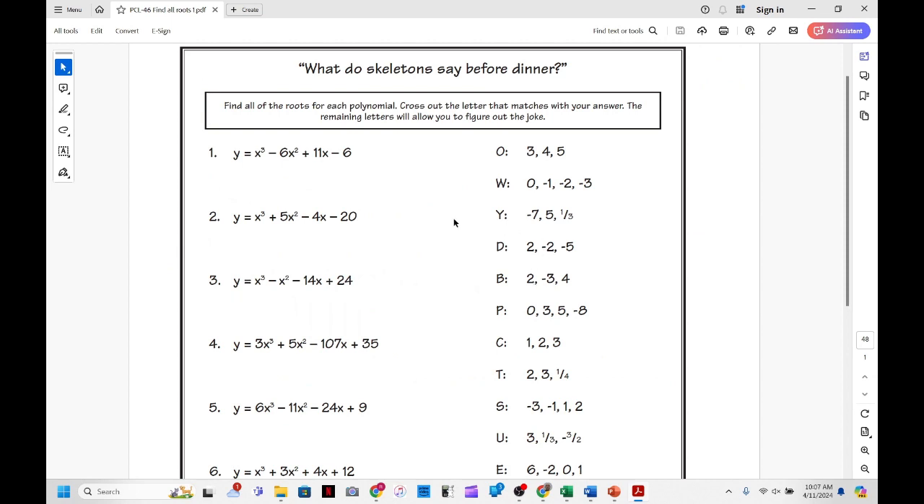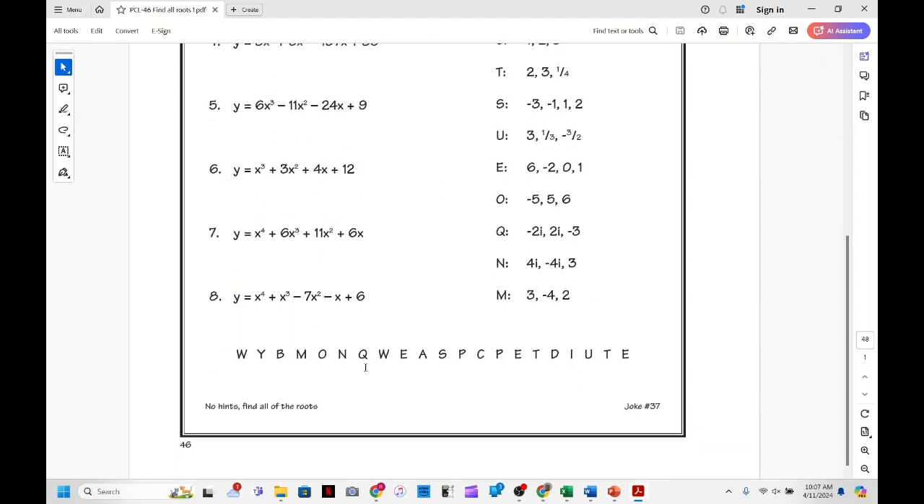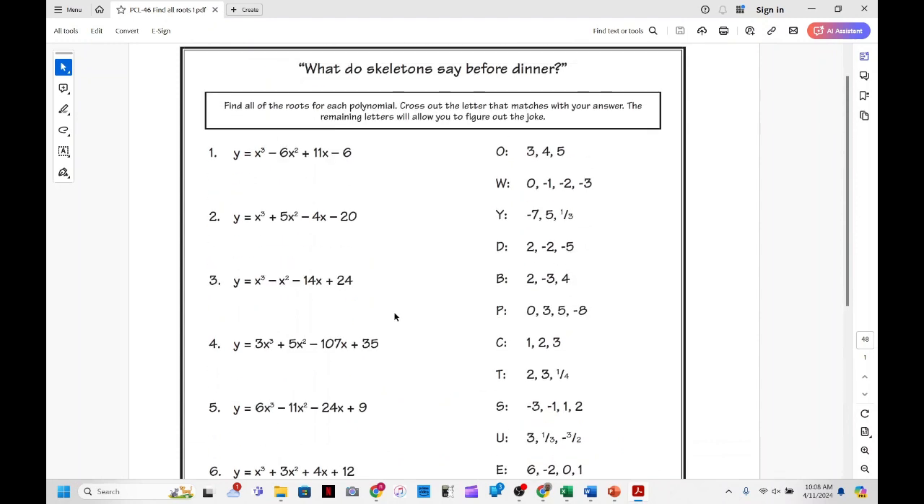For this puzzle, we're trying to solve the riddle, what do skeletons say before dinner? We have to find the roots of each of these polynomials, and they're not giving us any of the roots, so we have to generate those from scratch using the rational roots theorem. Once we find those roots, we locate them over here on the right, and cross out the letter down below that goes with those answers. The letters that are left over will spell out the answer. So let's give it a shot.